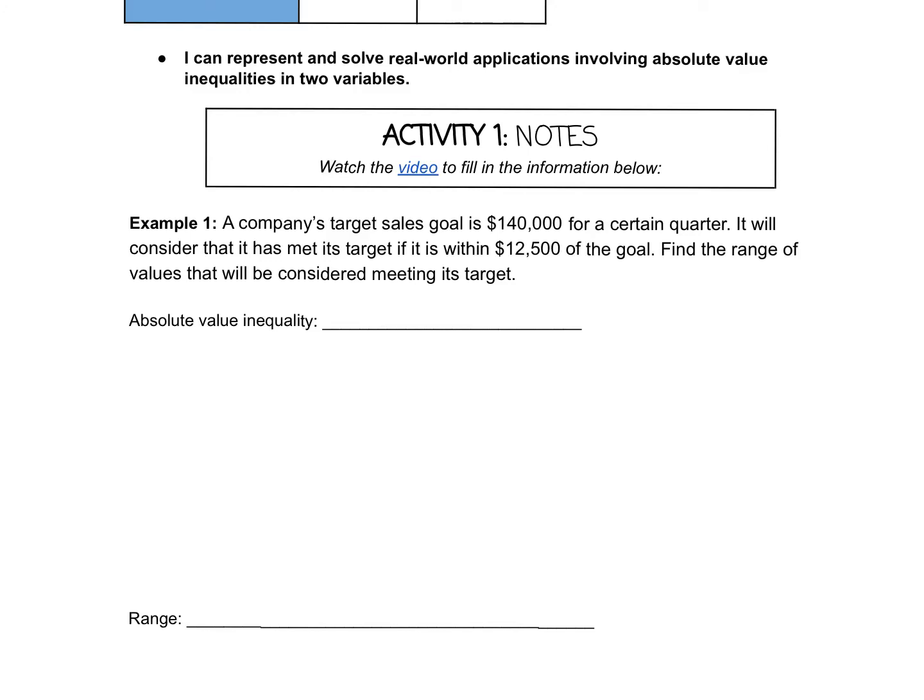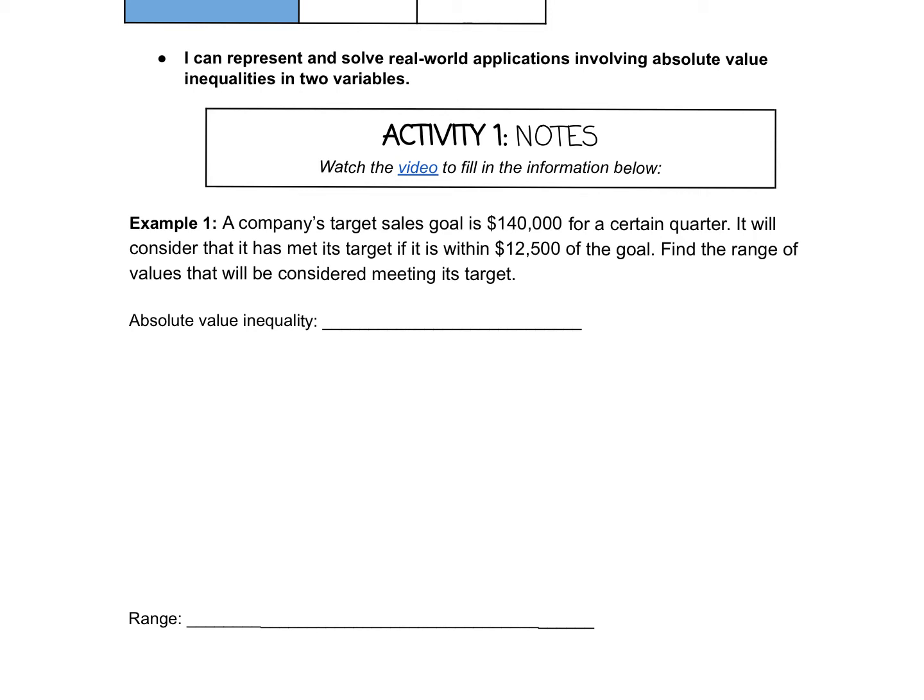In task 5, we're going to look at real-world applications involving absolute value inequalities, and then we're going to solve them. So let's look at the first example. A company's target sales goal is $140,000 for a certain quarter. It will consider that it has met its target if it is within $12,500 of the goal. Find the range of values that will be considered meeting its target.